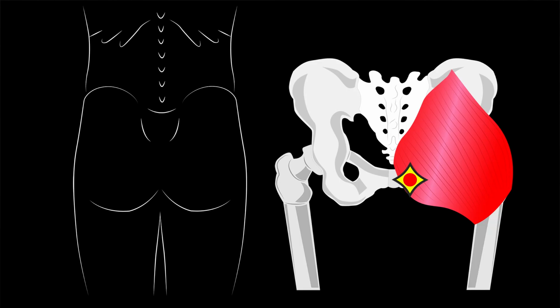The third trigger point, located in the lower inner part of the gluteus maximus muscle, causes intense soreness in the coccyx area, especially when sitting on a hard surface.